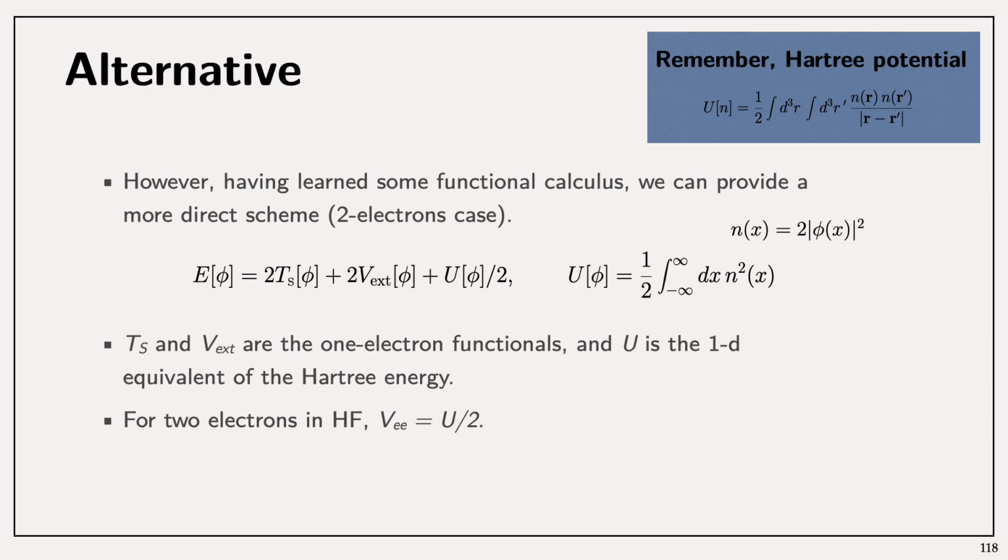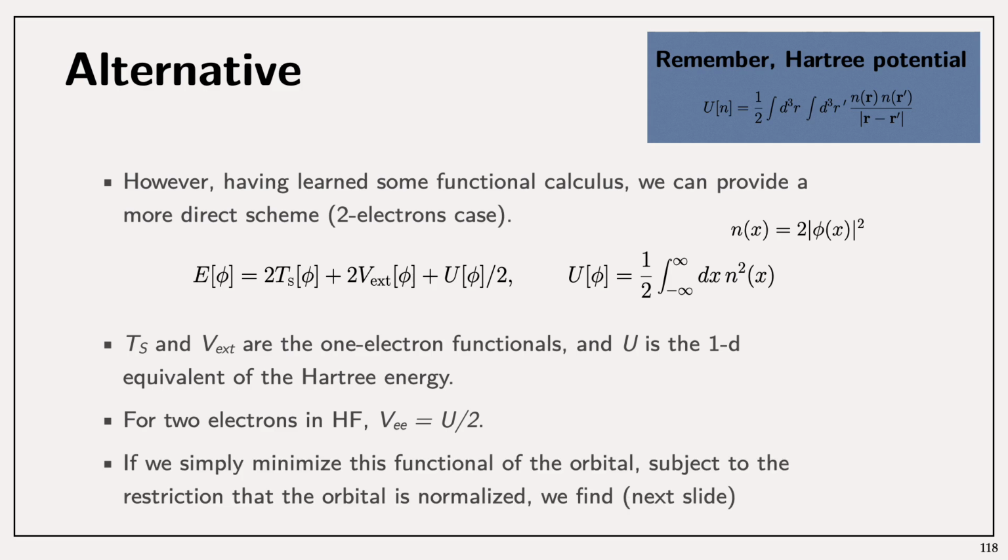Okay? So this is going to be for the potential. So now, if we can minimize this functional of the orbital, subject to the restriction that it is normalized, we can find the right answer. So let me show that to you now. We can actually do this.